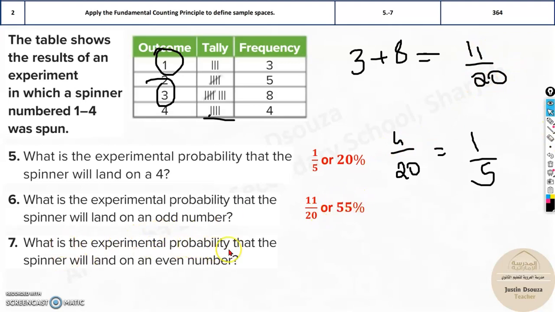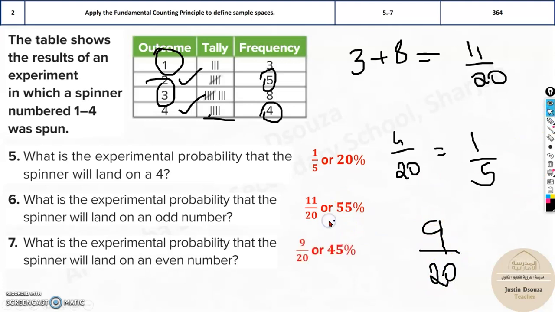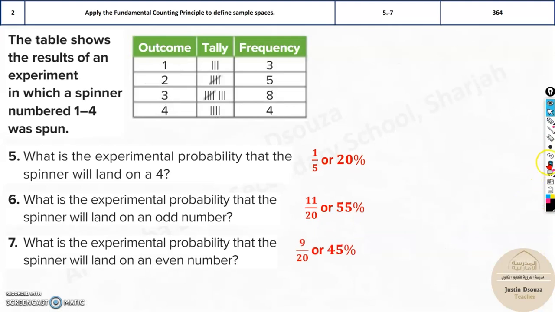What is the experimental probability that the spinner will land on an even number? Even numbers are 2 and 4. That is 9 divided by 20. It's 100 minus 55. That's 45%. So those are the answers. Very simple, very easy concept.